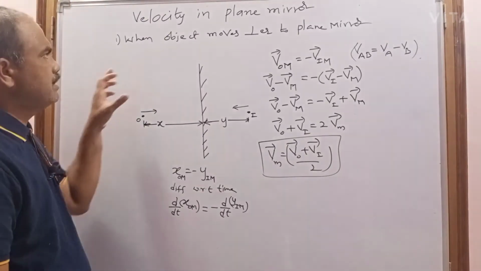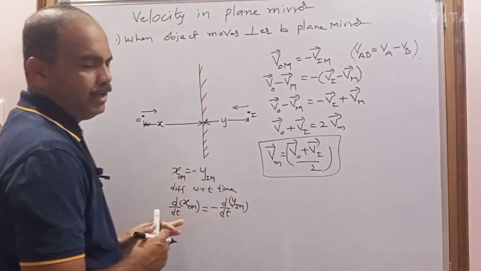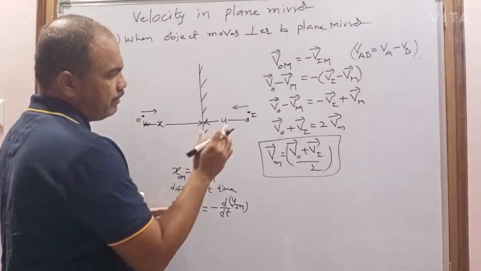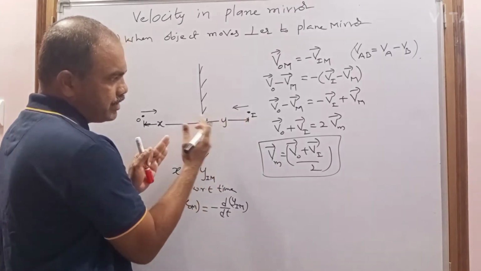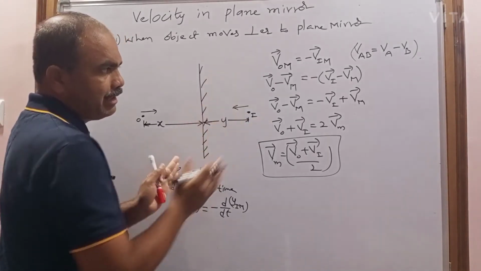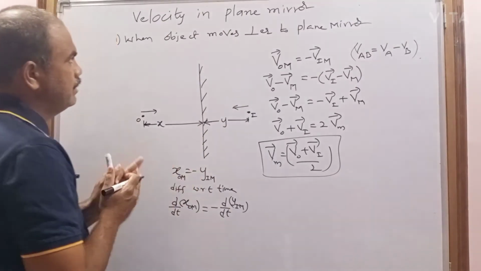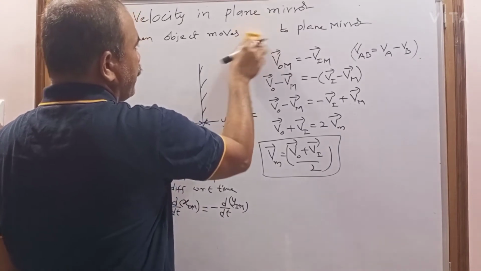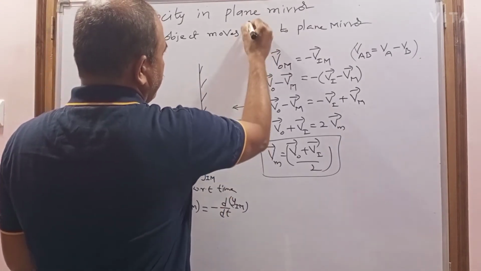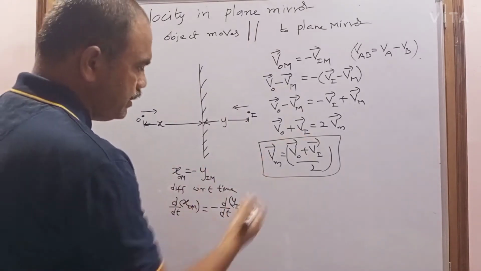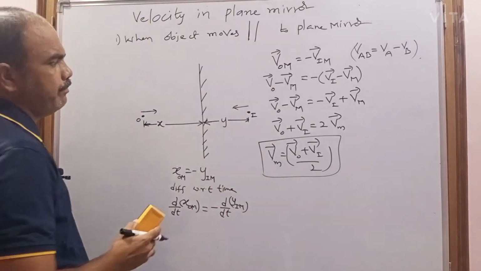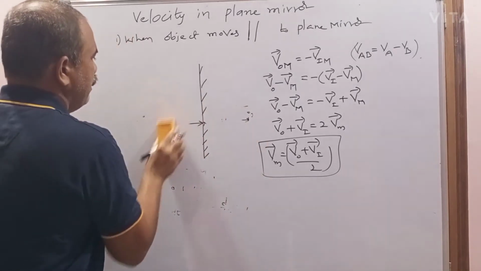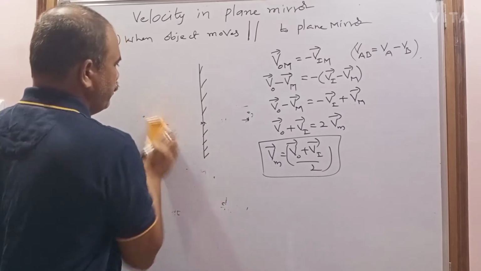When the object moves perpendicular to the mirror, the displacement of the object changes with respect to the mirror. The displacement of the image also changes with respect to the mirror. That's why we are getting the velocity. But when the object moves parallel to the mirror... so this is when the object moves perpendicular to the plane of the mirror. Next I am explaining the velocity of the object when it moves parallel.